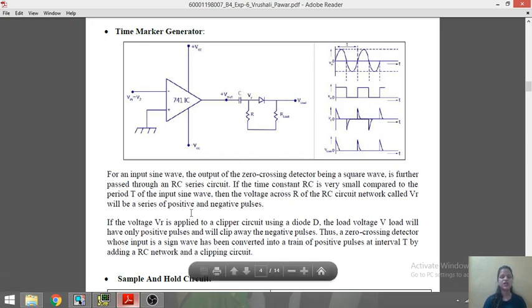If the voltage VR is applied as the input of the clipper diode, here is the clipper diode, then the load voltage V will be only the positive pulses and will clip away the negative pulses. The zero crossing detector, whose input is a sine wave, has been converted into a train of positive pulses at an interval T by adding an RC network and a clipping circuit. Here is the output of the time marker generator.